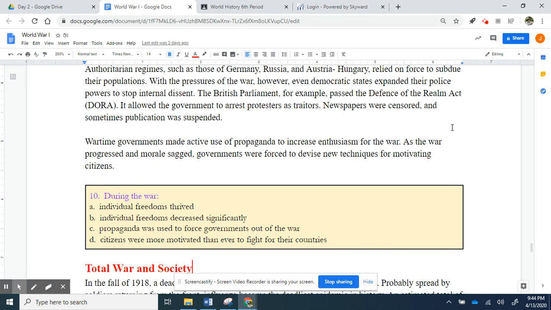So question 10: during the war, A, individual freedoms thrived. B, individual freedoms decreased significantly. C, propaganda was used to force governments out of the war. Or D, citizens are more motivated than ever to fight for their countries. The correct answer for 10 would be B.